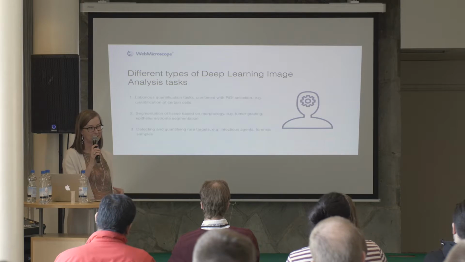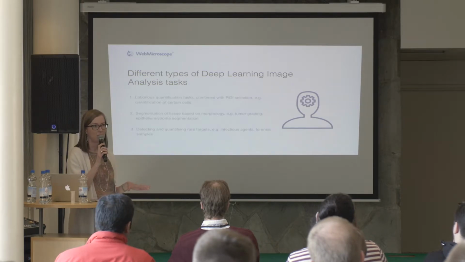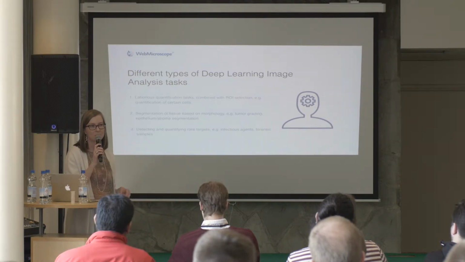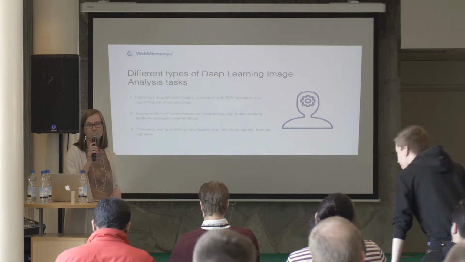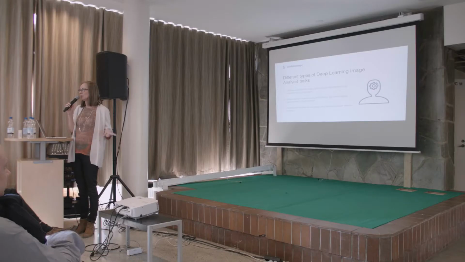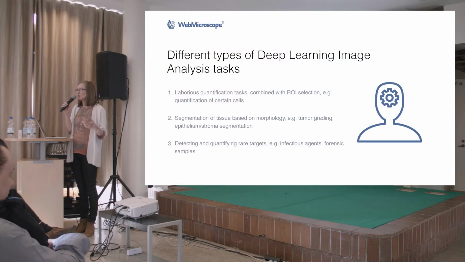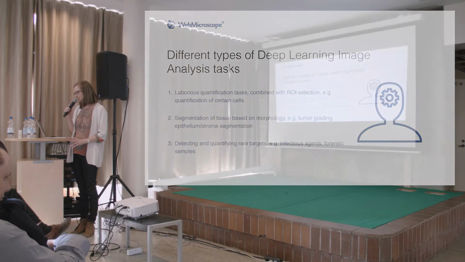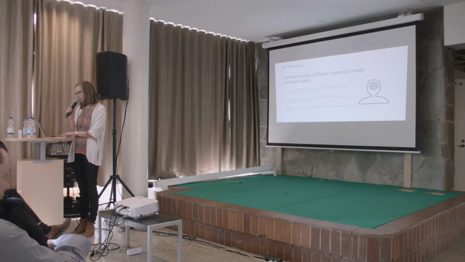We can also detect certain rare targets from these enormous images. Sometimes you only have few infected cells, for example, in a huge blood smear where you need to identify rare targets, and this is something where we can help. We can show you examples later.